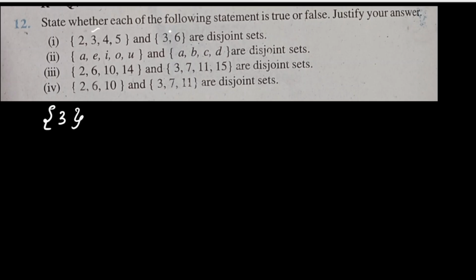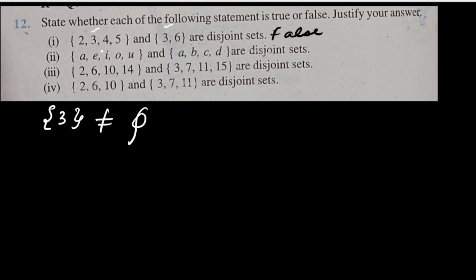Because 3 is present in both, that means the intersection is not equal to the empty set. See, two sets will be disjoint only if their intersection is equal to the empty set. So that means this one is false.